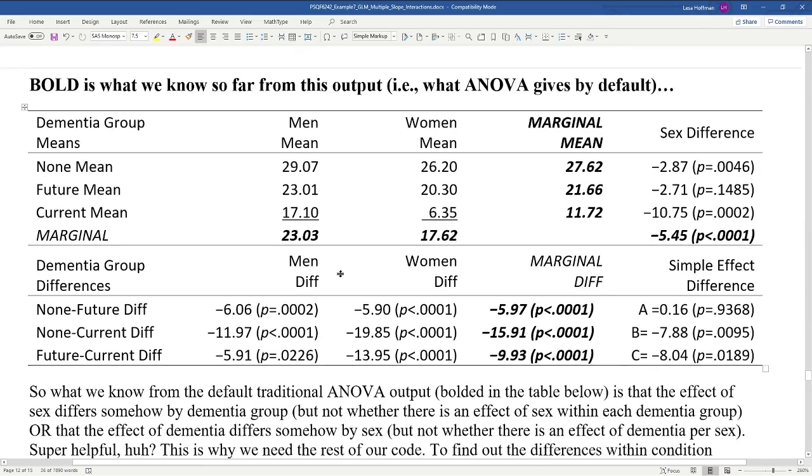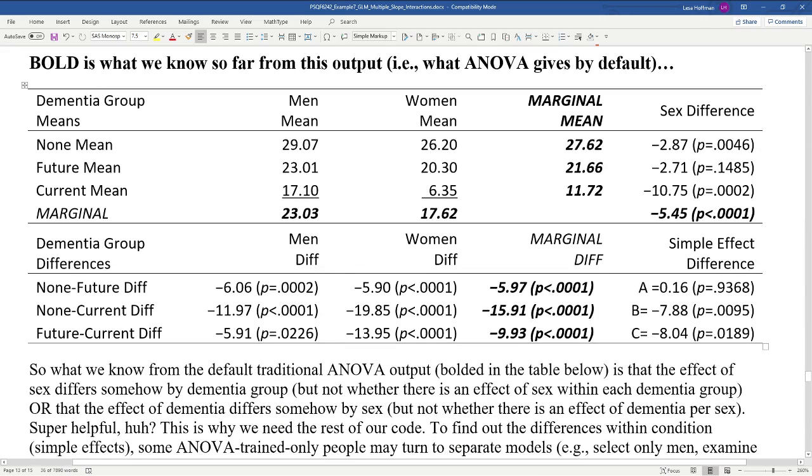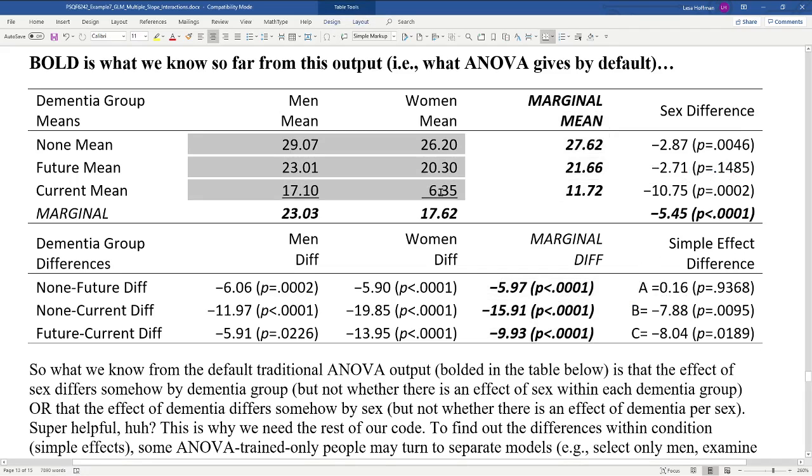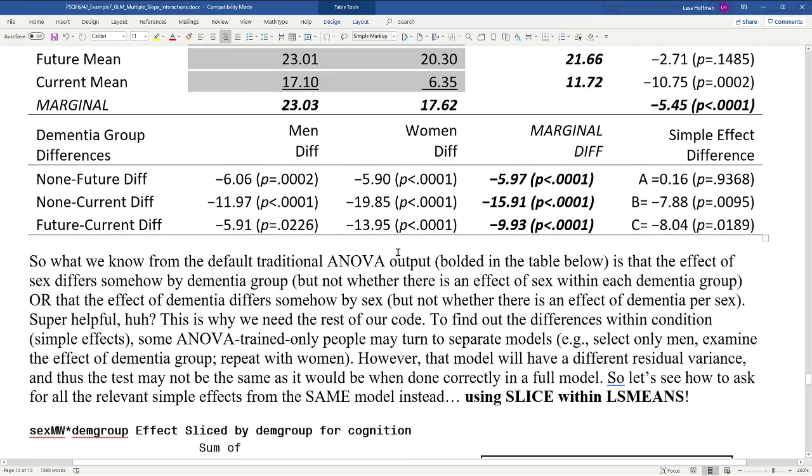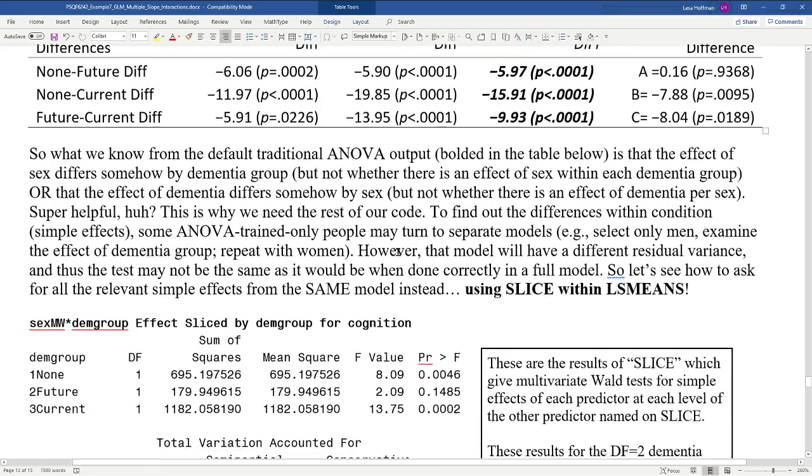So if we go back to our original table here, traditional ANOVA output gives us our marginal means as well as our marginal mean differences, but it doesn't tell us anything about how each of these simple effects differ as a function of the moderating variable. So that's where we need to ask for other information.